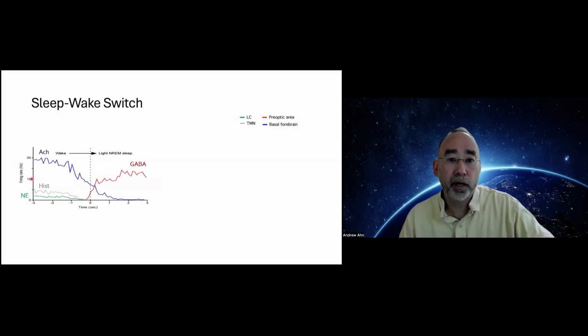And you notice the firing rates of wake promoting neurons, shown in blue for acetylcholine, gray for histamine, green for norepinephrine from the locus coeruleus, decrease as this animal transitions into sleep. Simultaneously, the firing rate of the neurons in the sleep promoting preoptic area, which releases GABA, shown in red, increases.